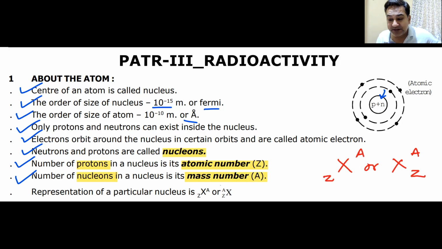Z, the atomic number, is written on the lower side, either on the right hand side or the left hand side. The mass number is written on the top right hand side. The mass number is the total number of nucleons, whereas Z, remember, is not the number of electrons, it is the number of protons. We understand this?